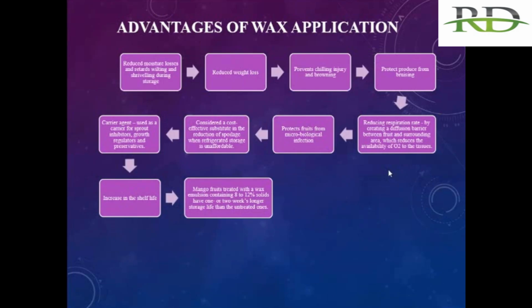If all these things can be addressed, then automatically the shelf life of the fruit or particular produce increases. A mango, for example, is the last one: mango fruits treated with a wax emulsion containing 8 to 12% solids have 1 or 2 weeks longer storage life than the untreated ones.